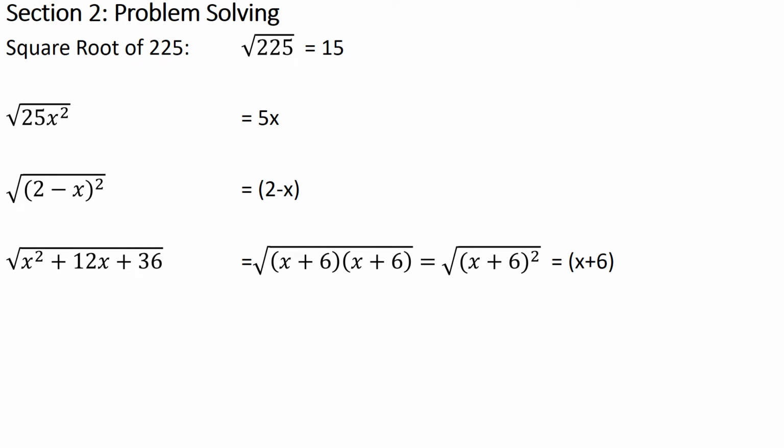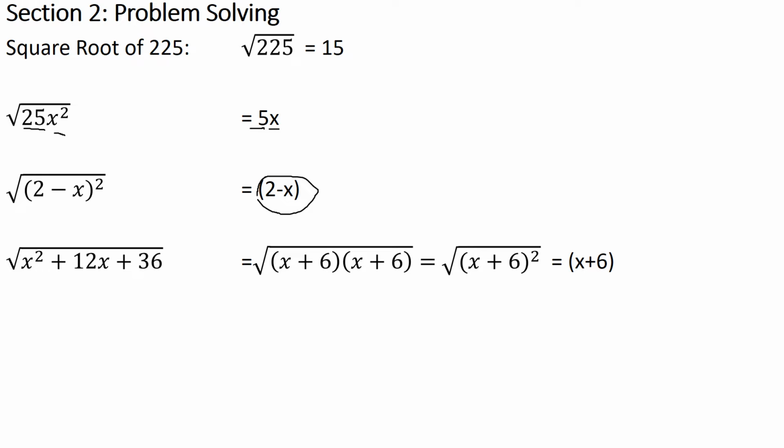Now here's some examples. The square root of 225 is simply 15. 15 times 15 is 225. Square root of 25x squared: square root of 25 is 5. Square root of x squared is x. Square root of the binomial 2 minus x, squared. Well, that's simply 2 minus x. Take everything outside the square root of that.